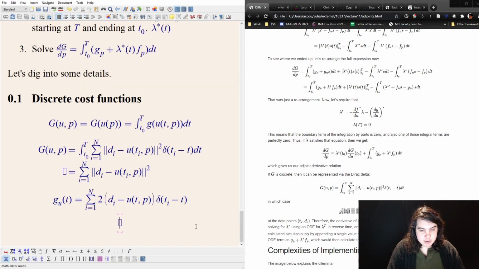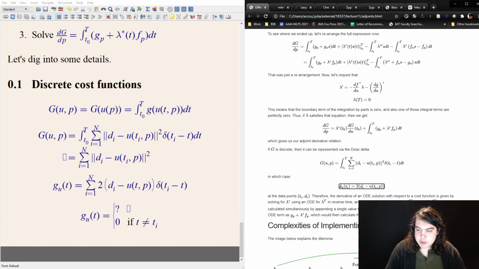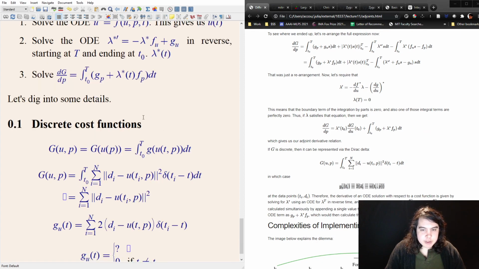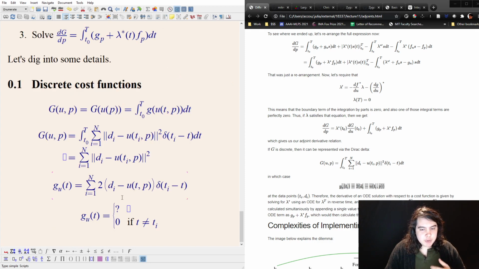Another way of writing this then is that g sub u of t is equal to 0 if t is not equal to one of the t sub i. Otherwise, it's equal to essentially infinity. So what do you do when you have one of these points then? Well, that means that in this ODE solution, when it's going backwards, g sub u is almost always equal to 0. But on a measure 0 set, so whenever you have a data point, in that instantaneous moment, it is equal to the data point minus the u, right?